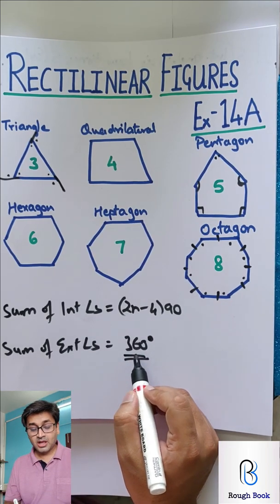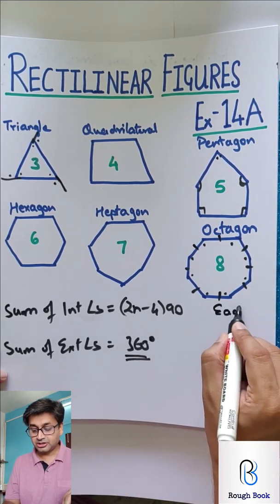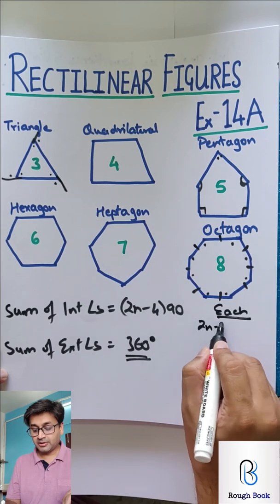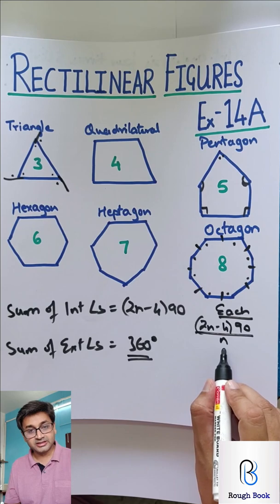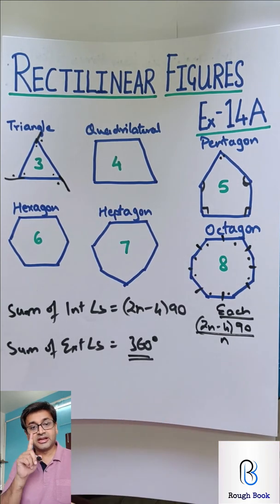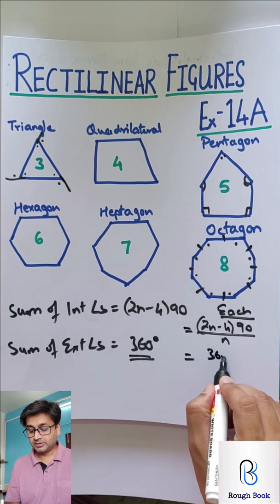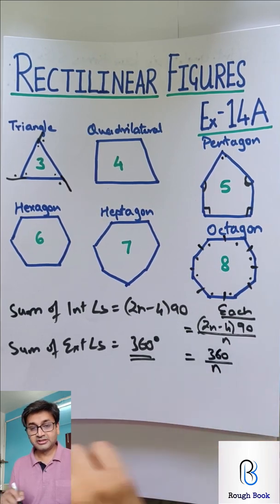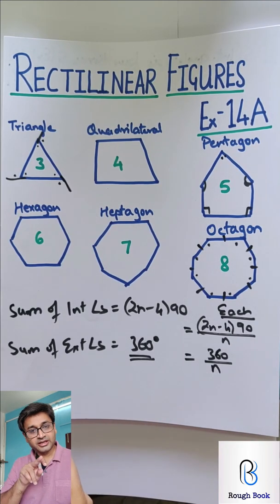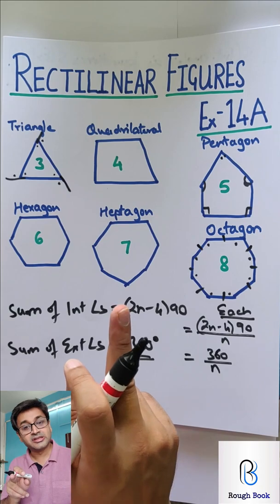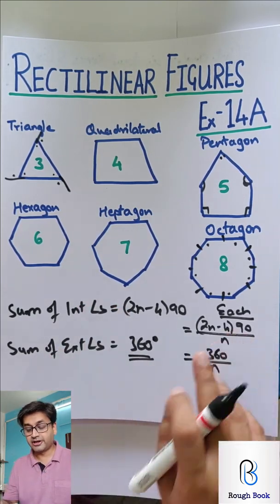Interior (2n minus 4) into 90. Exterior 360. How will I get each interior angle? So each interior angle, if I want each, then it will be (2n minus 4) into 90 by n. That means n is the number of sides. So when I divide by the number of sides, I will get each interior angle. Likewise, how will I get each exterior angle? So common sense, 360 by n. 360 is the total of all, divided by the number of sides. Why number of sides? Because the number of sides is equal to the number of exterior angles, or the number of sides is equal to the number of interior angles. So when you divide, you get each.